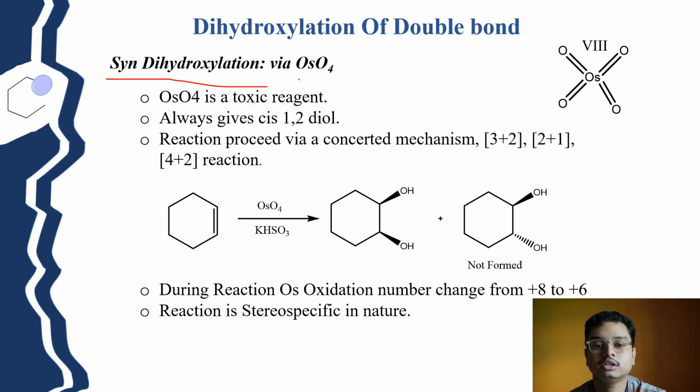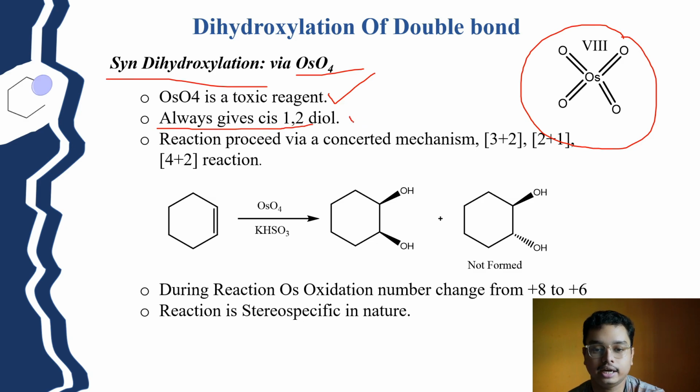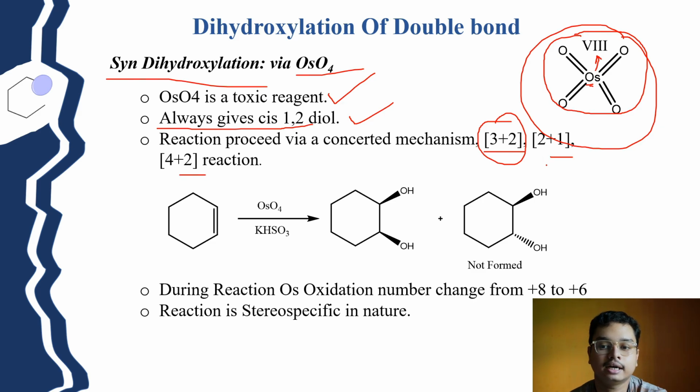Syn dihydroxylation via osmium tetroxide. Osmium tetroxide is a very toxic reagent, and it always gives the cis 1,2-diol. The oxidation state of Os here is +8, and this is the structure of osmium tetroxide. The reaction proceeds by a concerted mechanism, sometimes 3+2, 2+1 and 4+2 reaction, out of which 3+2 is the most common. However, on certain substrates, 2+1 and 4+2 are also observed.